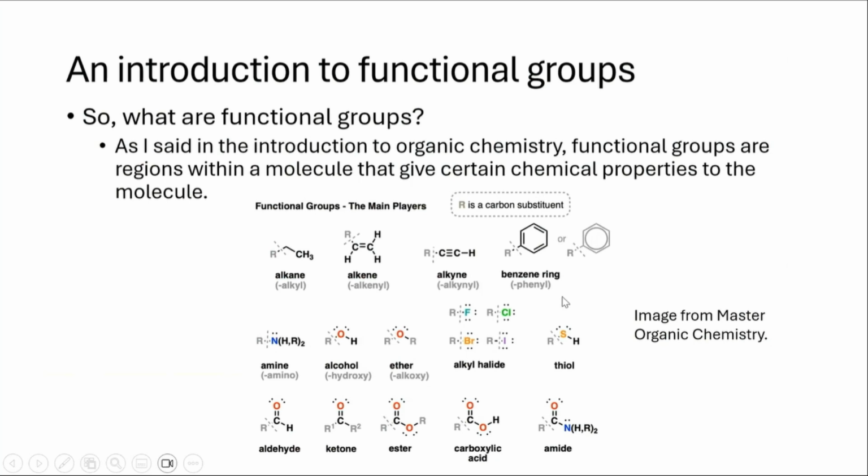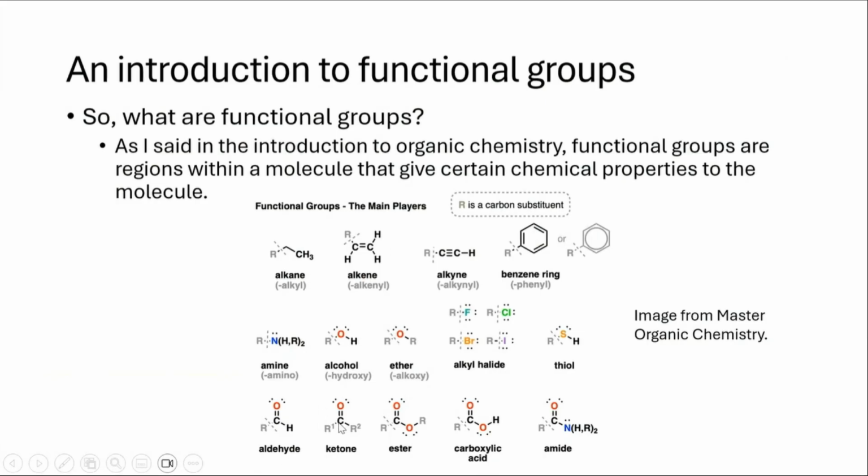We have benzene rings, amines, alcohols, which is a hydroxyl group, ethers, which is an oxygen connecting two R groups. By the way, R just means rest of the molecule. And we have alkyl halides, which is just an R group attached to a halogen. Thiol, which is like an alcohol but with sulfur instead of oxygen. Aldehydes: if you have a carbon atom double bonded to an oxygen, and it's also bonded to an R group and a hydrogen. Ketone is basically the same thing as aldehyde, but that hydrogen is replaced by another R group.